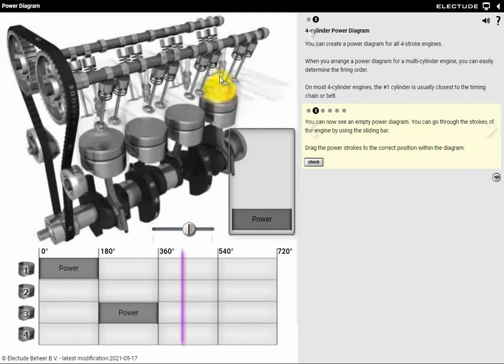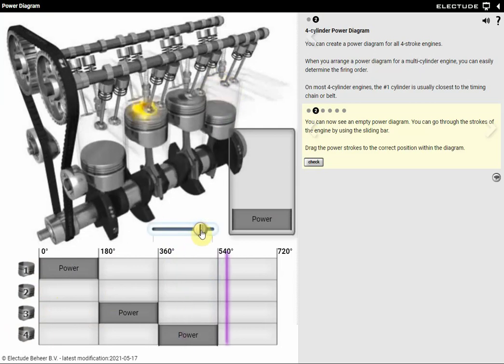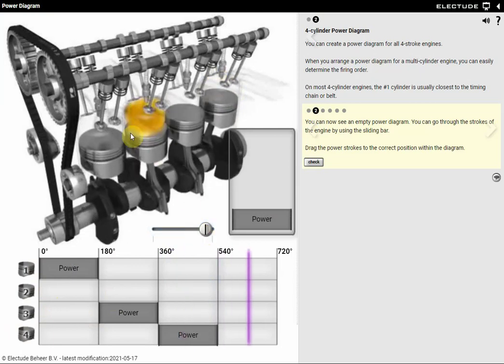Cylinder 4 is on its power stroke. So I drag that to cylinder 4. And then I continue on. And then I see the next one having its power stroke. So there it is, cylinder 2. And it's happening right here. So I place it in number 2. And then I check my answer, and I should be correct. That's how you do it.